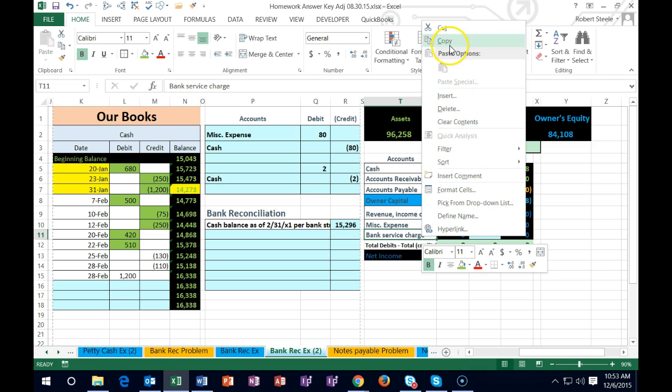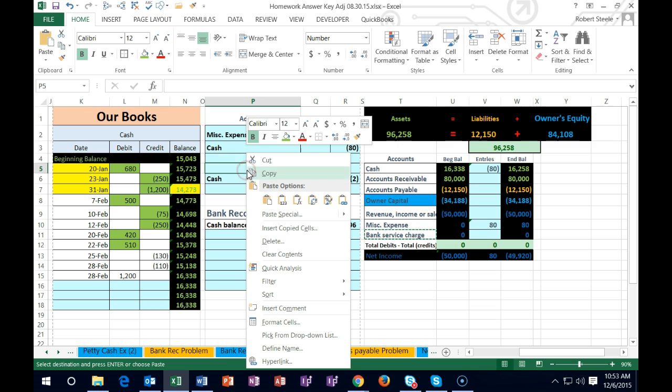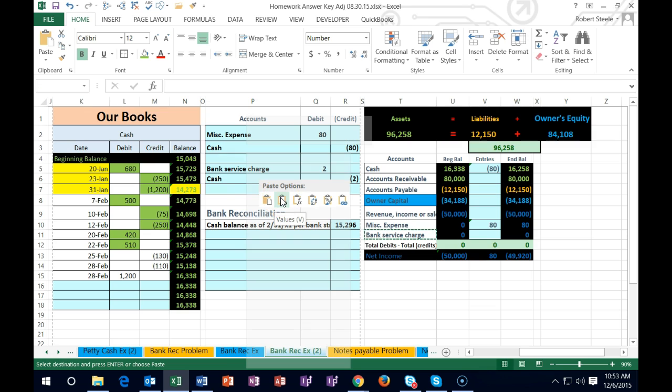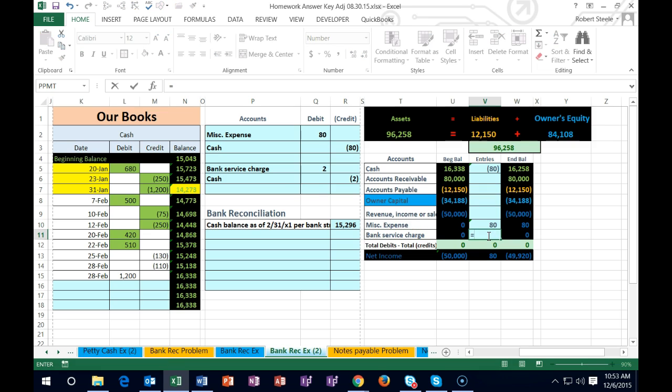So I'm going to say copy. We're going to go over here in P5 and paste it, right click, paste it 1, 2, 3, just the values only. Then we can record that over here. So I'm going to go into cell V11. I'm going to say equals and point to the bank service charges. That's going to make the bank charges go up in the debit direction. It's going to bring net income down by that $2. So now we were at 50. Now we're down to 49,918. Then I'm going to go to cash. Something's in cash. I'm going to double click on it. I don't want to delete that R3, which represents that $80. I'm going to say plus, and then I'm going to point to the cash here.